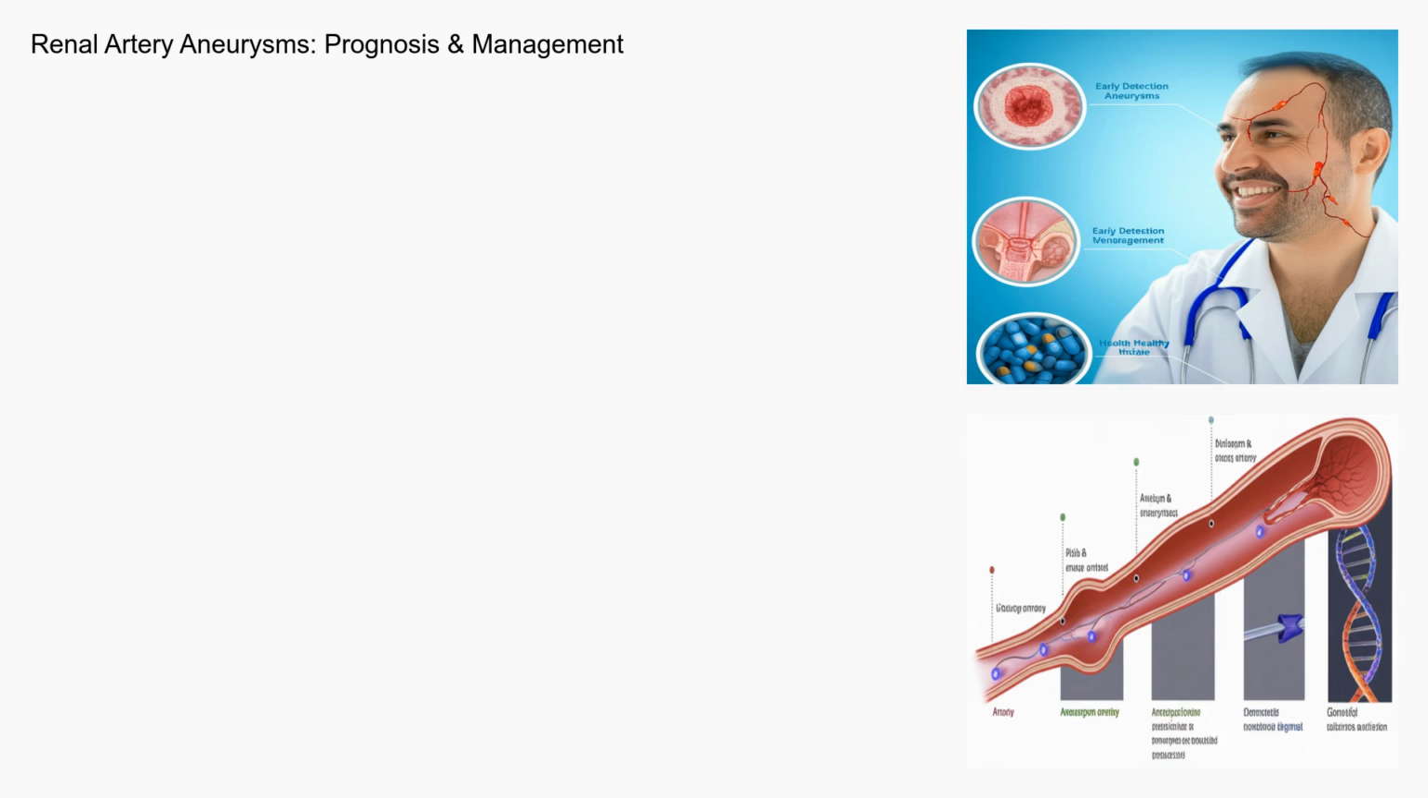The prognosis for patients with renal artery aneurysms is generally good, especially when they are detected and treated early. Monitoring small, asymptomatic aneurysms allows for intervention before complications arise. With appropriate treatment, most patients can avoid serious consequences such as kidney damage or rupture.